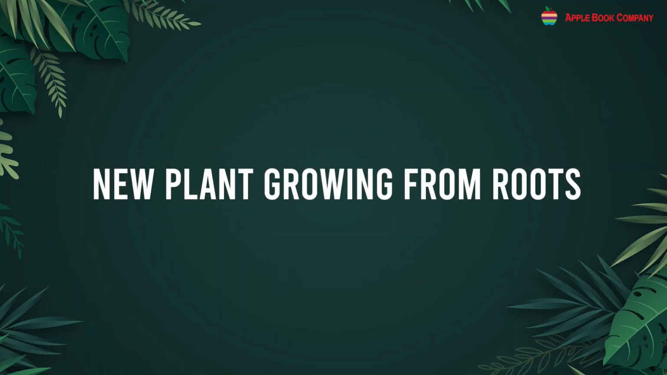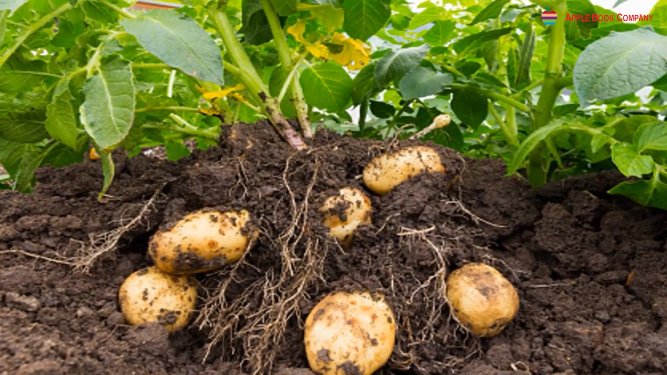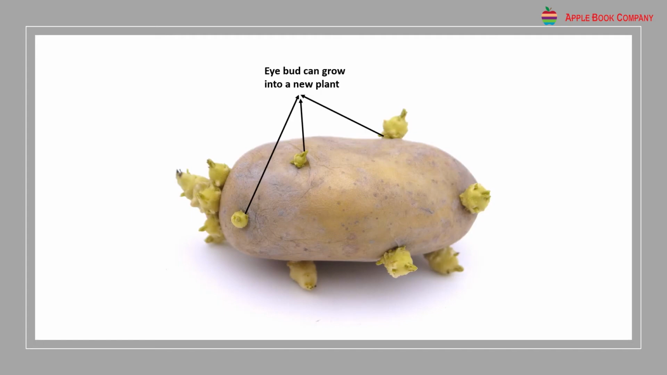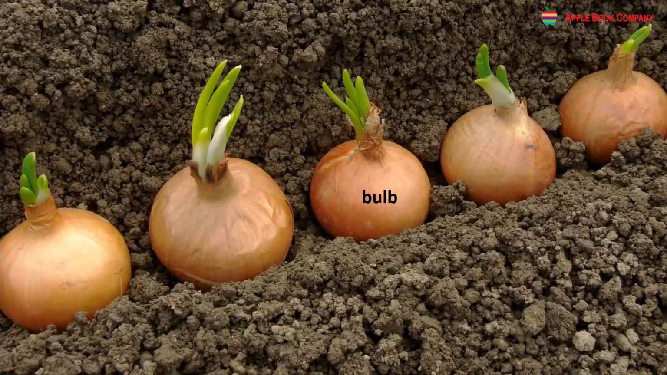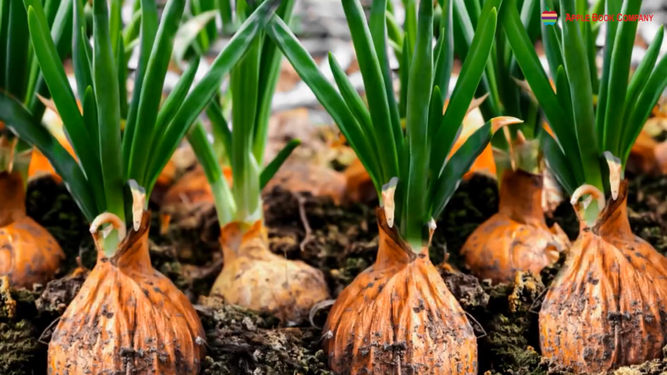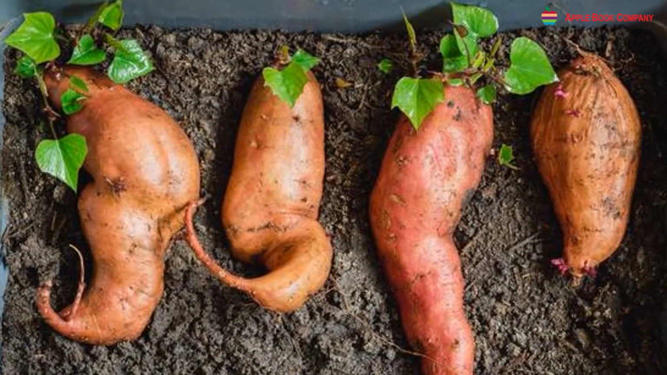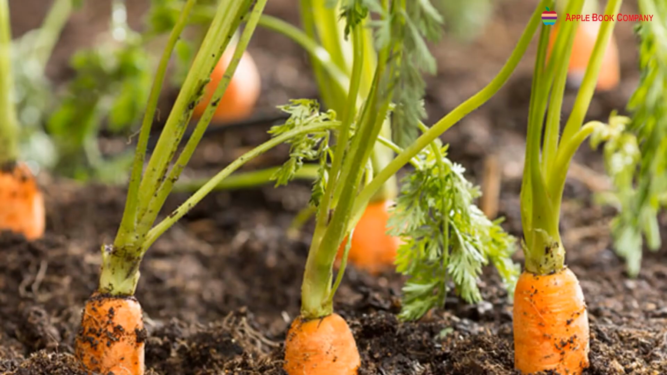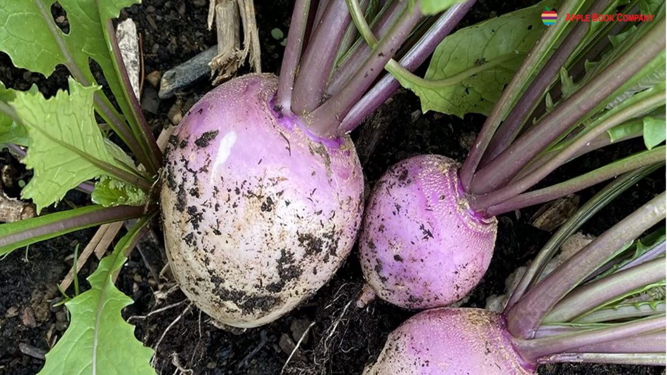New plant growing from roots. A tuber is a swollen stem or root. It has buds on its surface. Under favorable conditions, new plants grow out of tubers. Plants which reproduce by this method are sweet potato, carrot, turnip, etc.